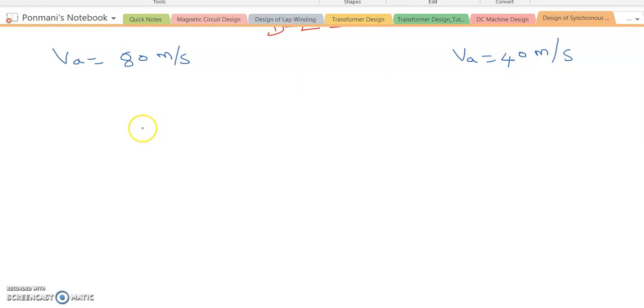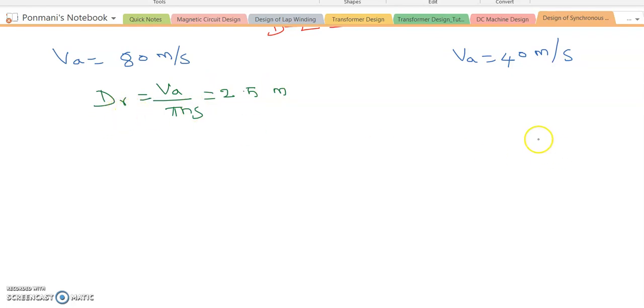For these values, we are going to calculate the rotor diameter. That rotor diameter equation was discussed while discussing the design process. It is Va by pi Ns. For the Va value of 80 meters per second, we will get 2.5 meters. This is the rotor diameter.